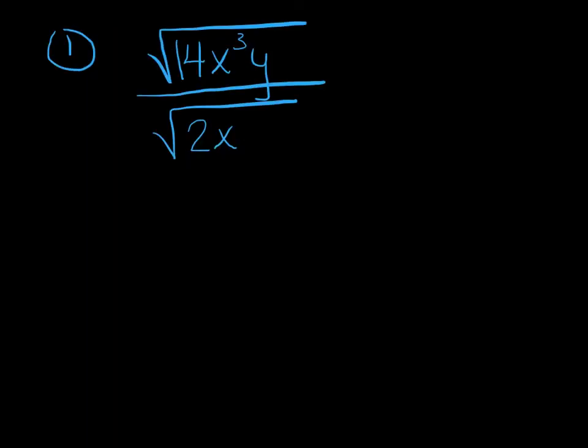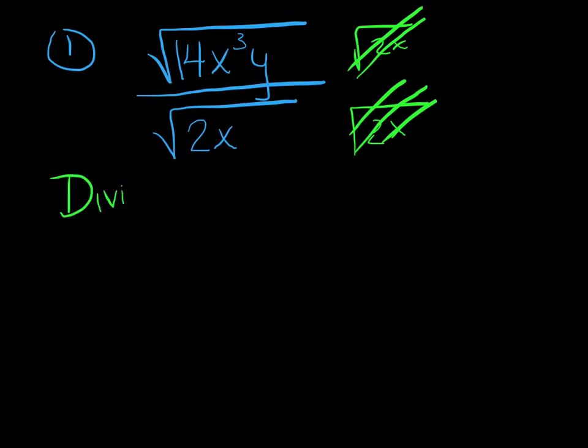We'll start real nice and easy. The square root of 14x cubed y divided by radical 2x. Now, some people, and let me show you two examples, some people are going to want to multiply by that radical to clean up the top. I don't actually suggest doing that, because there's no plus or minus signs, just simply divide.